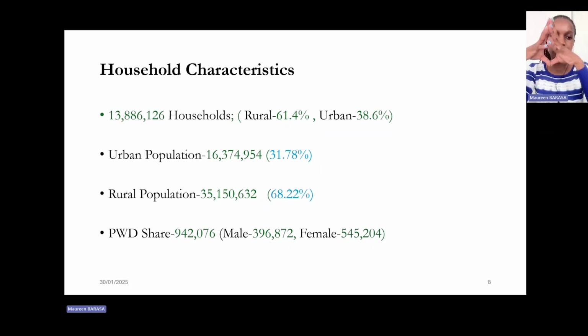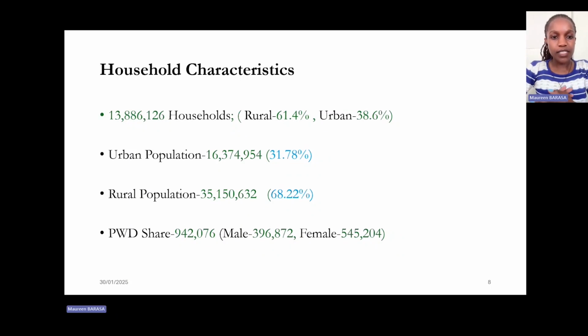So Kenya has a total of 13,886,126 households. And of this, 61.4% are in the rural areas. That is almost 8.5 million households in the rural areas, and we will get to see why. And in the urban areas it is 38.6% of these 13,886,126 households. That's around 5 million households in the urban areas.